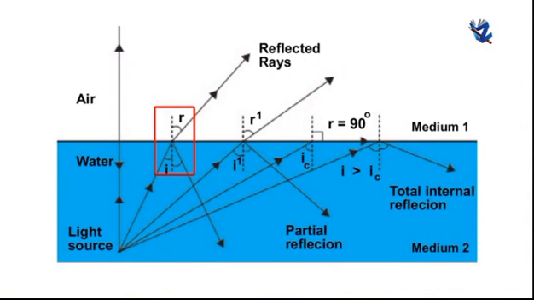If we increase I, R will also increase according to Snell's law, and for a particular value of I, the value of R becomes equal to 90 degrees. This value of I is called the critical angle. For angles of incidence larger than the critical angle, the angle of refraction is larger than 90 degrees. Such rays return to the denser medium. Thus, all the light gets reflected back into the denser medium. This is total internal reflection.